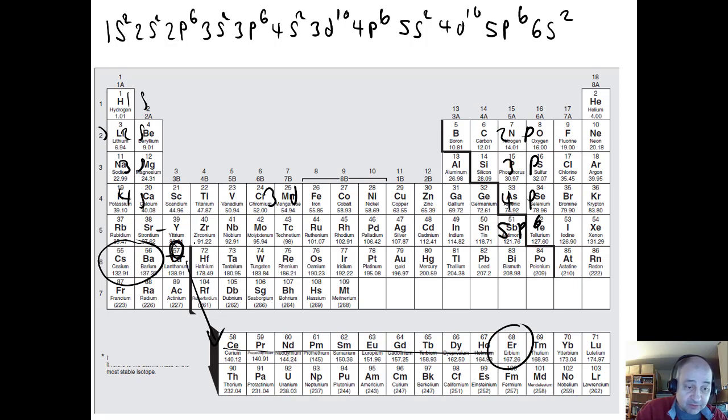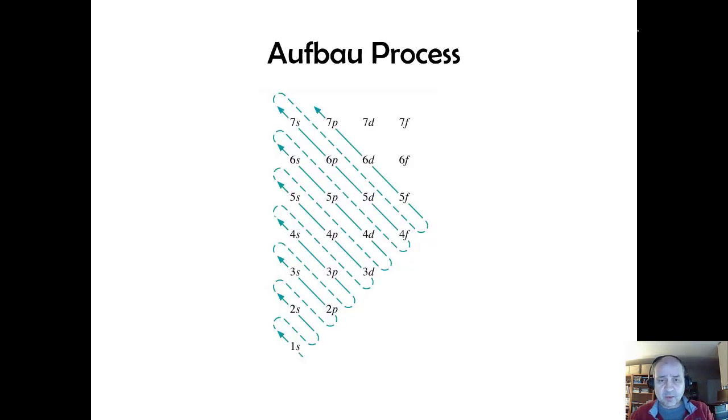We have 57, so that's 1, 2, 3, 4, 5, 6, 7, 8, 9, 10, 11, 12. I'm going to go 4f12, and I'm going to hope for the best that this is correct, right? So that's all it is. Very easy. You don't really need to do this crazy thing you may have learned in high school or in your first general chemistry course.